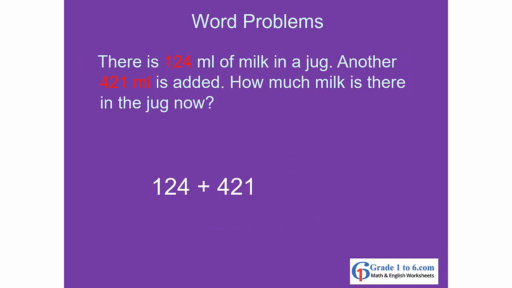There are 124 ml of milk, and another 421 ml is added. How much milk is there? 124 plus 421 gives you 545 ml. Quick and fast. The next question is going to be, what is it going to be?